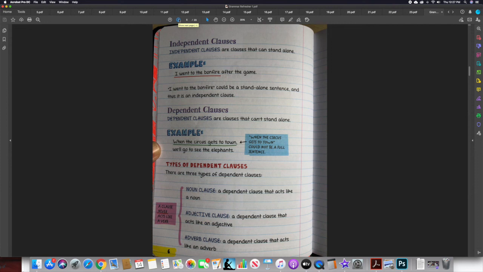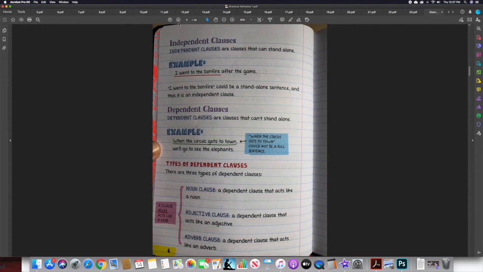All right? Types of dependent clauses. 3 types: noun clause, adjective clause, adverb clause. Independent and dependent clauses and how they are punctuated are all over the ACT. We went over that in our previous videos. This is what I meant when I talked about independent and dependent clauses.